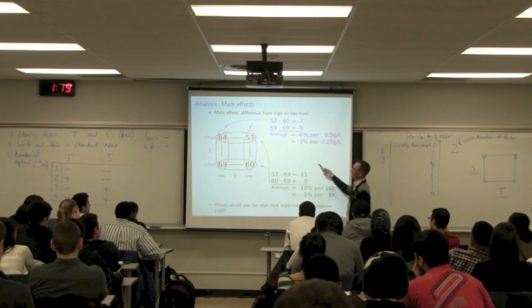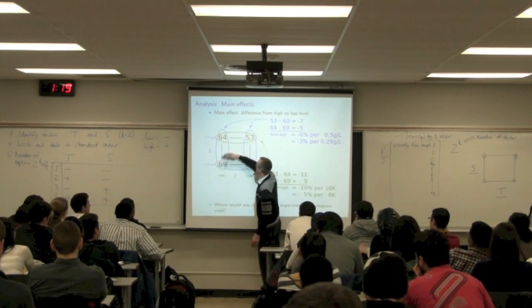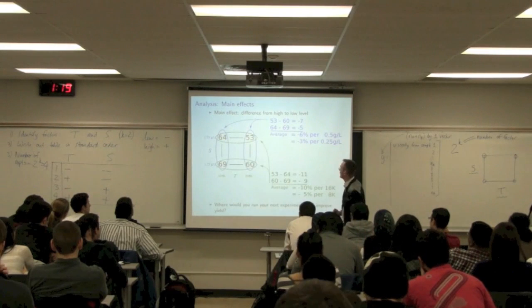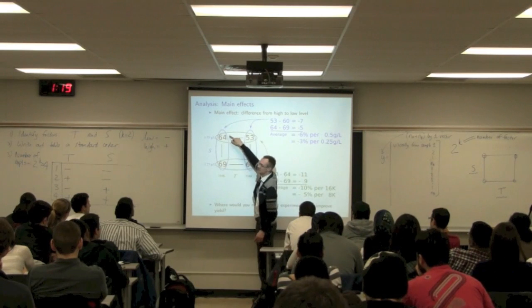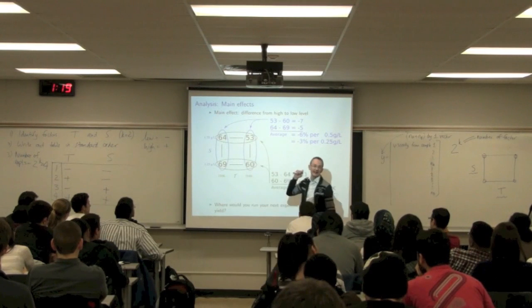Let's just take a look at the data. So I'm going from 69 to 64, that's a decrease. I'm going down there by 5%, here I'm going down by 7%. So I get a 6% decrease for half a gram decrease.